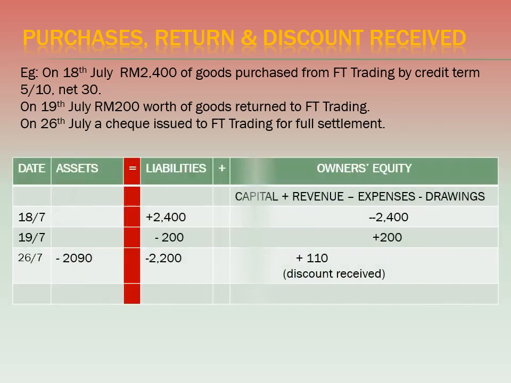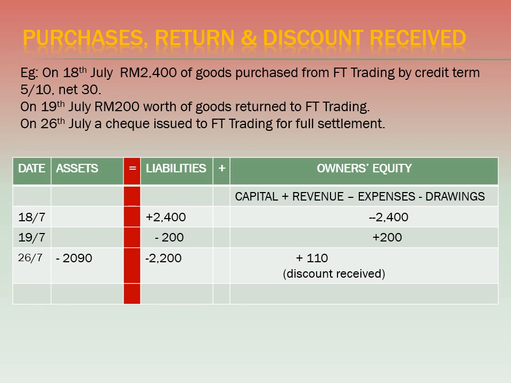So the effect to the basic accounting equation on the day of the transaction, or purchases, that is on the 18th of July: you will add plus 2,400 ringgit to the liabilities column, and you minus 2,400 ringgit under the expenses column because that is the purchases that you made. And on the 19th of July, because of the return of 200 ringgit, you will put again on the same column that you recorded, you write 2,400 ringgit.